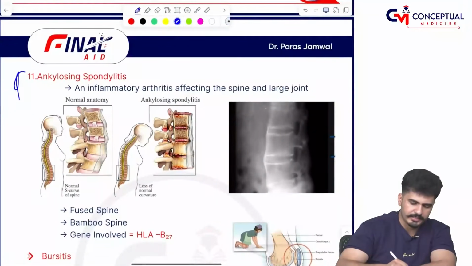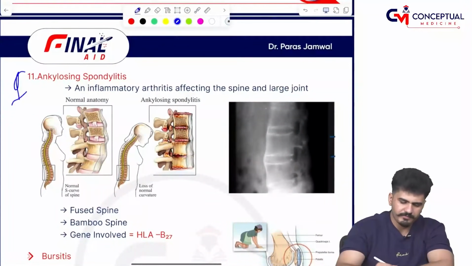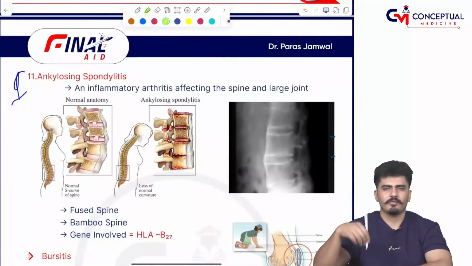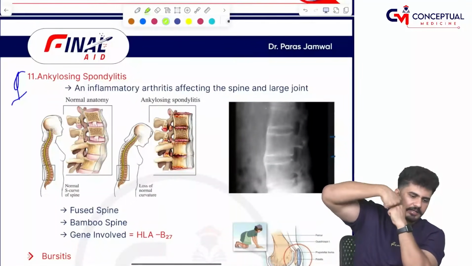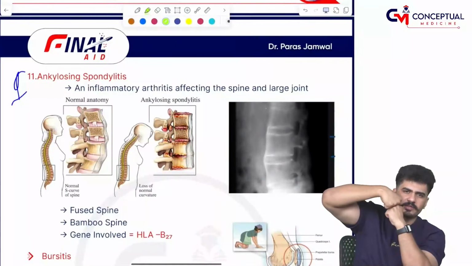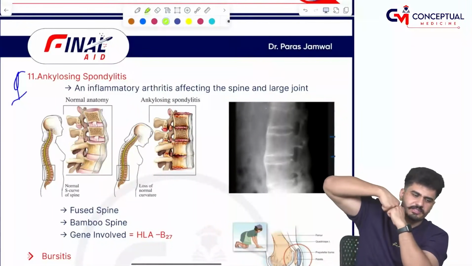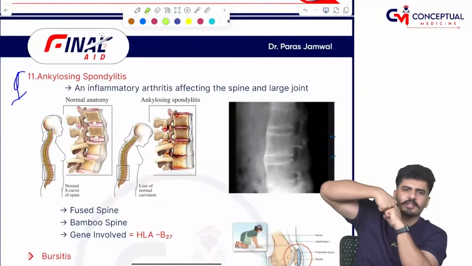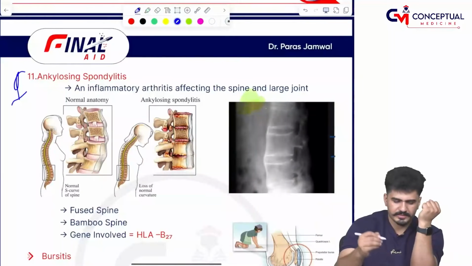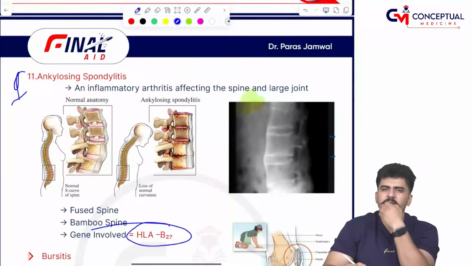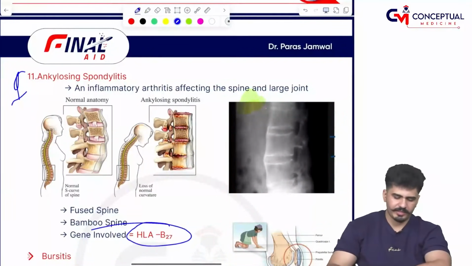Ankylosing spondylitis. Sir, this is an inflammatory arthritis. What is happening? The joint space between the two vertebrae is decreasing. They are fusing with each other, so they are looking like a bamboo. So remember, this is the bamboo spine. Plus the gene associated here is HLA-B27, ankylosing spondylitis.